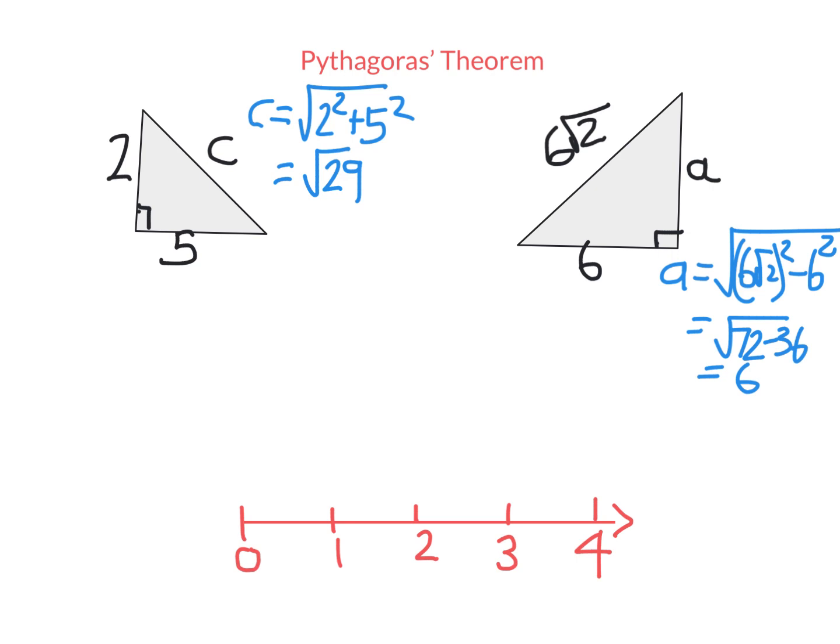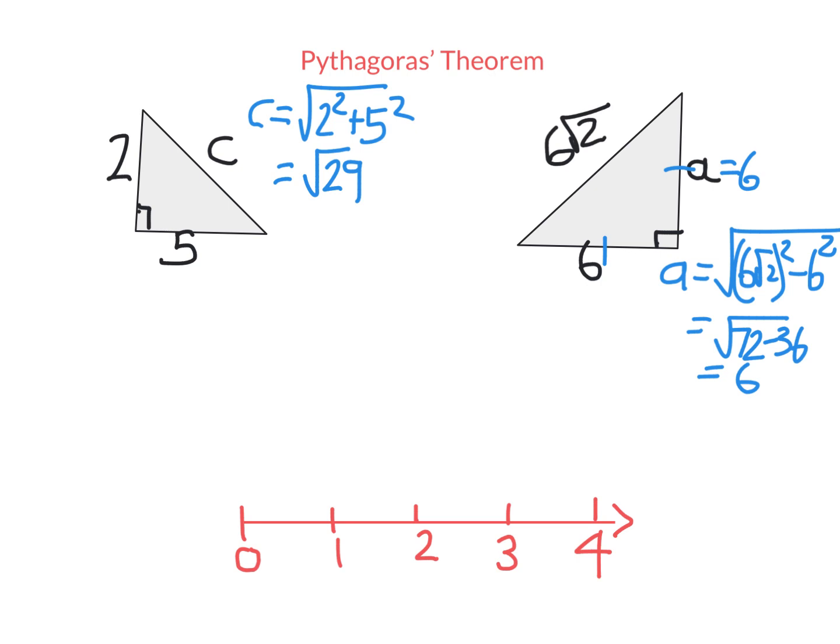Square root of 36 is 6. Turns out A is 6 also. And it turns out when you have a right-angled isosceles triangle, so two sides are the same, that the longer side, the hypotenuse, is always the square root of 2 times the shorter sides.